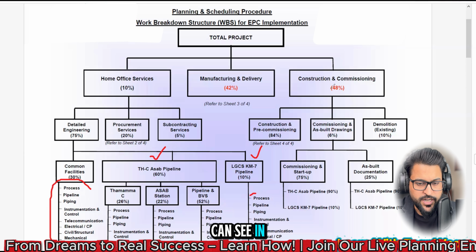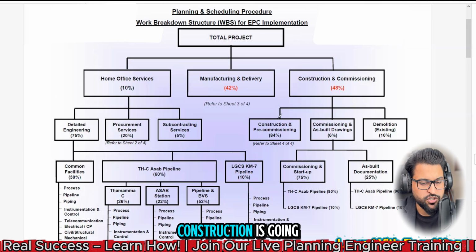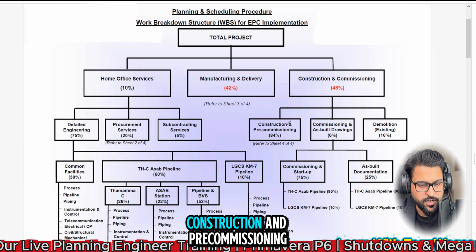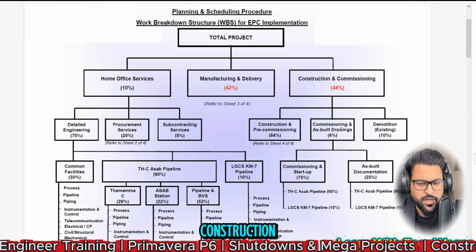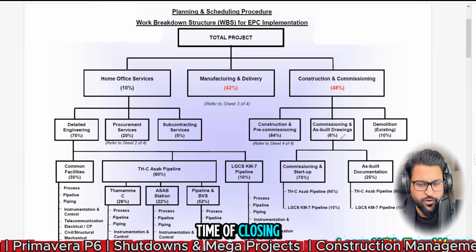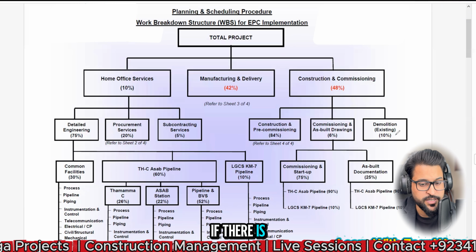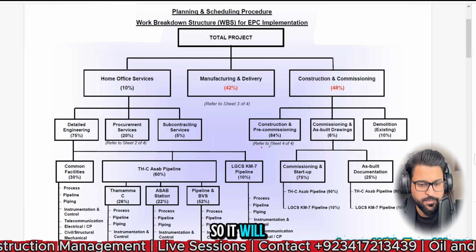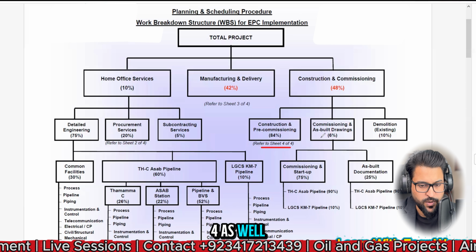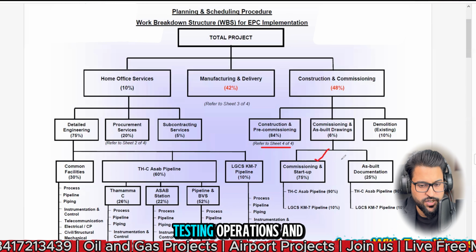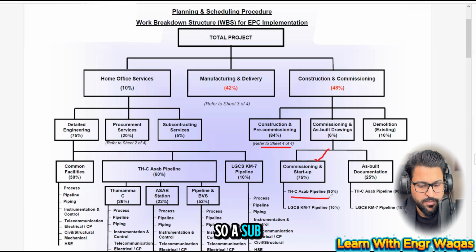So you can see in construction and commissioning, construction is going to carry 84%. Construction and pre-commissioning, construction, commissioning and as-built drawings at the time of closing, and then demolishing existing structures and all that, if there is any, 10%. So it will be detailed in sheet number 4 as well. Commissioning as built, commissioning startup, when they are going to do function testing, operations and all that. So a sub pipeline is going to carry 90%. So that is how we are going to give the weightages, right?